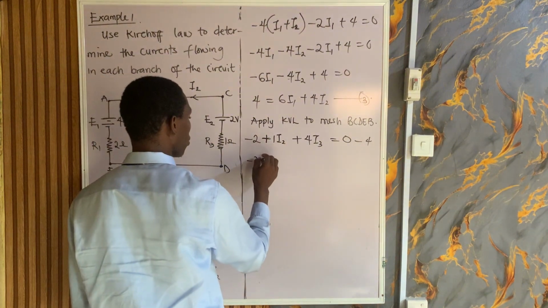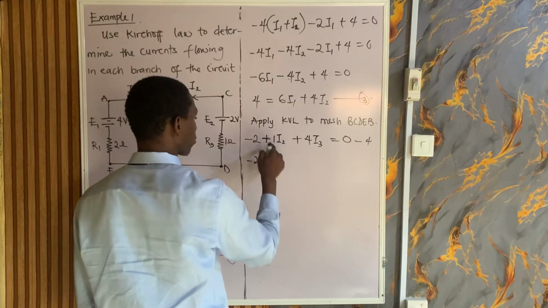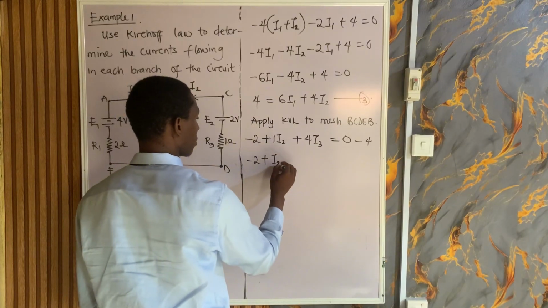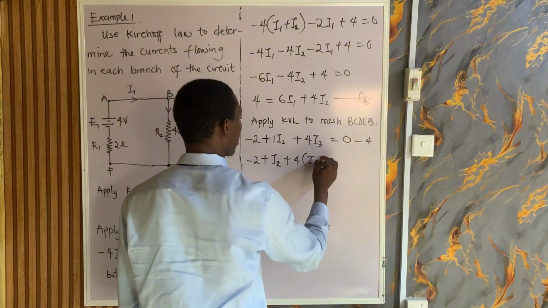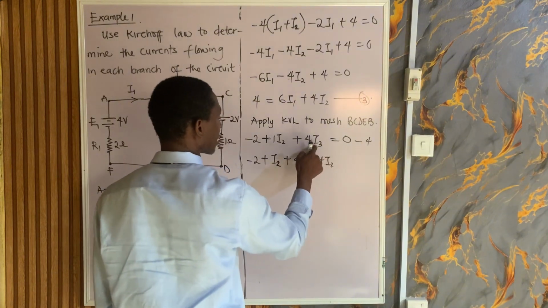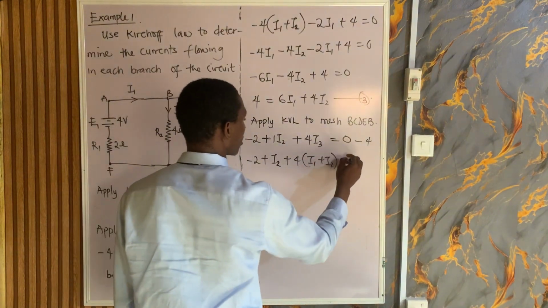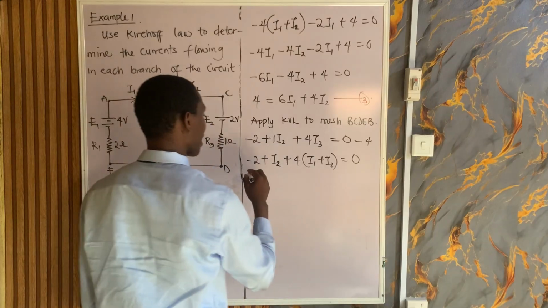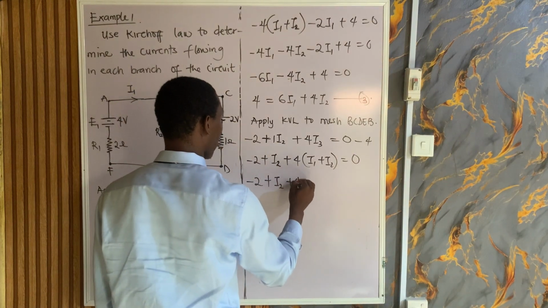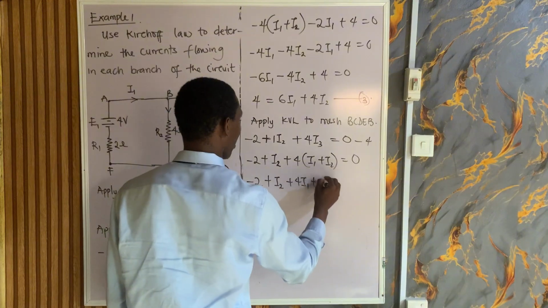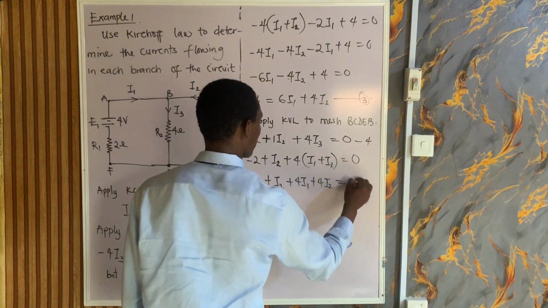That will be minus 2 plus I2. 1 times I2 is I2, because 1 times anything will give itself. Then plus 4 into I1 plus I2, substituting this I3 for I1 plus I2, is equal to 0. So at the end of the day, we have minus 2 plus I2 plus 4I1 plus 4I2 equals 0.